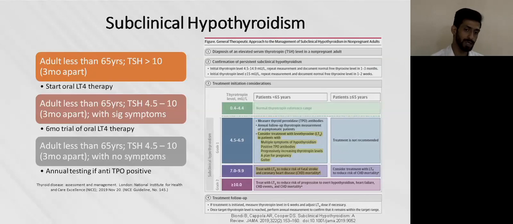So if you get a gentleman who is less than 65, TSH of about 7, like the previous case, always do TPO in younger patients, to know who are the patients you need to follow up faster, who are the patients who will evolve into an overt hypothyroidism.